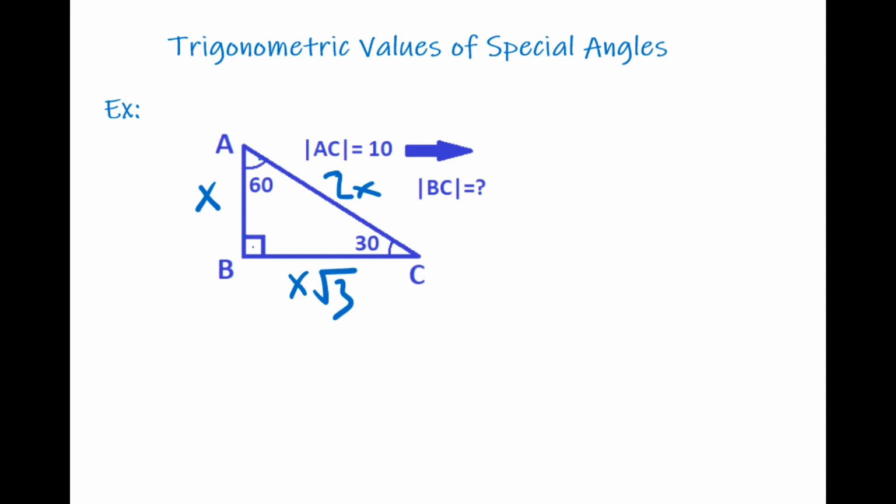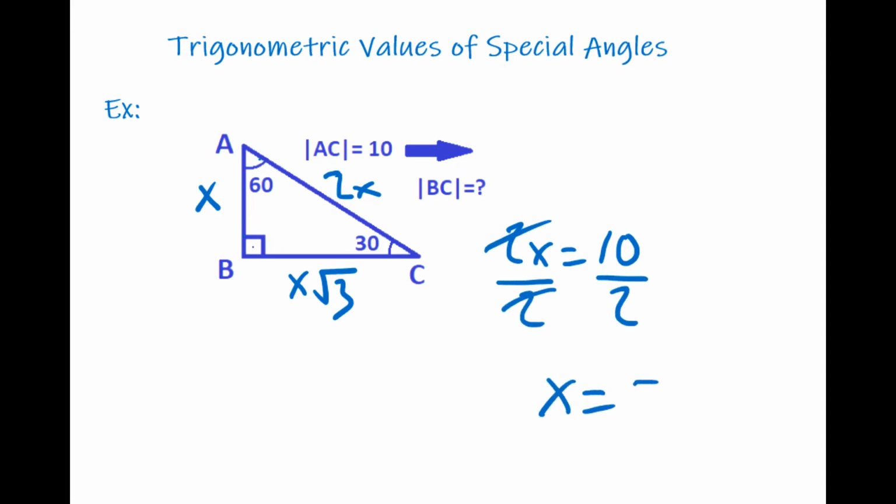So if AC is 10, that means, guys, 2x is given to you as 10. Here you can find the x value and then find the other unknown sides. So if 2x is 10, then divide both sides by 2. These are gone. So you can easily find that x is 5. And when x is 5, that means side AB is 5 and side BC is 5 times square root of 3, guys.